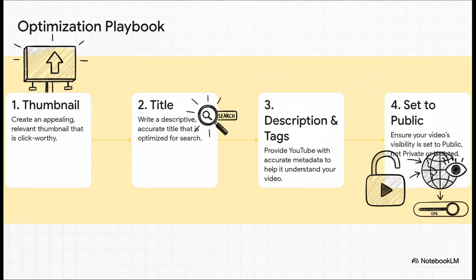Think of your thumbnail as a giant billboard on the side of the highway. It has to grab attention and earn that click. Your title needs to be searchable, and your description and tags, that's your chance to feed the algorithm even more clues. And the simplest check of all, make sure your video is set to public. You would be shocked at how common a mistake that is.